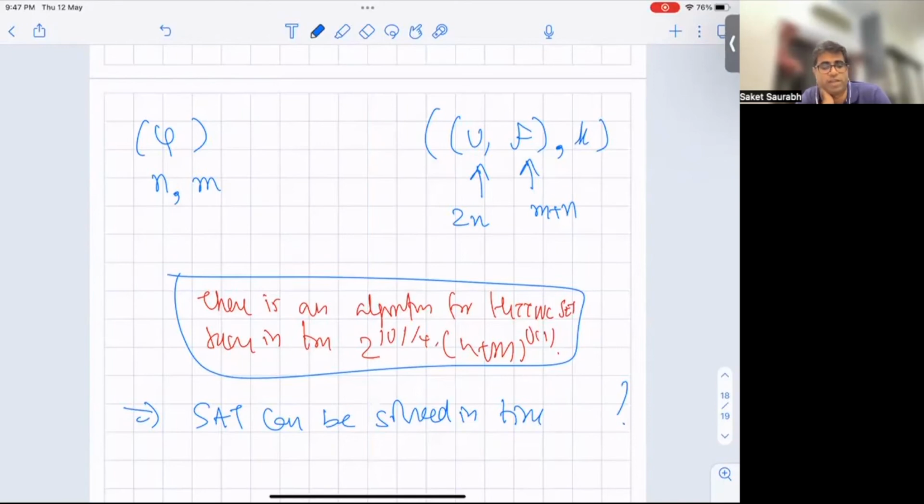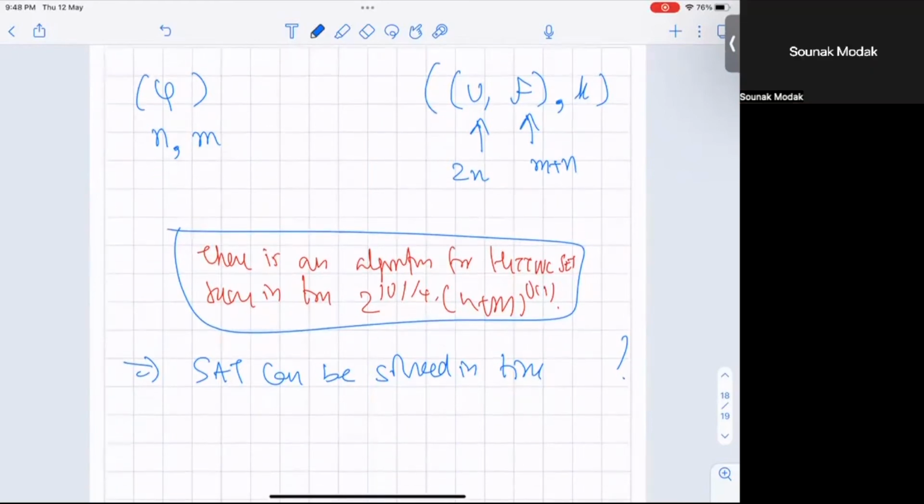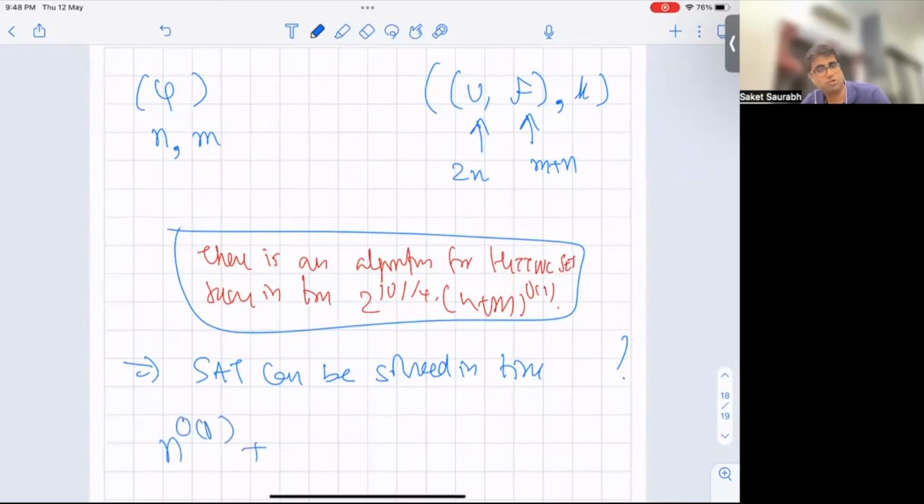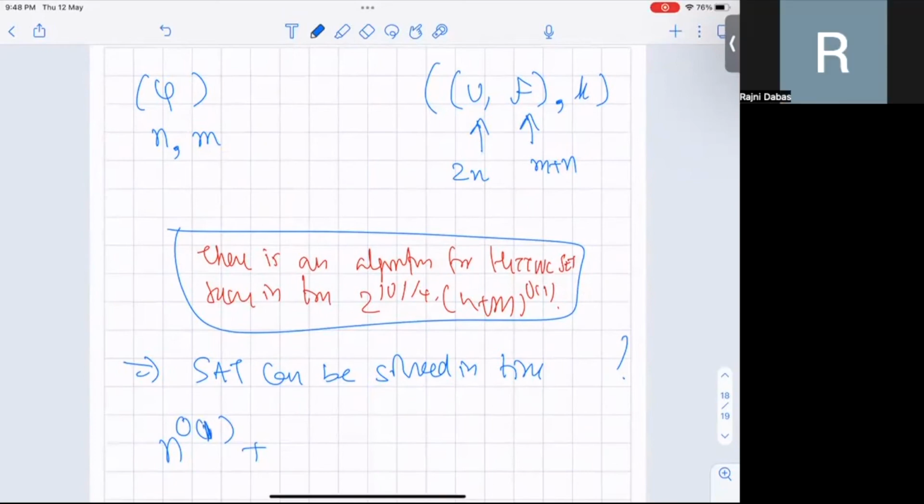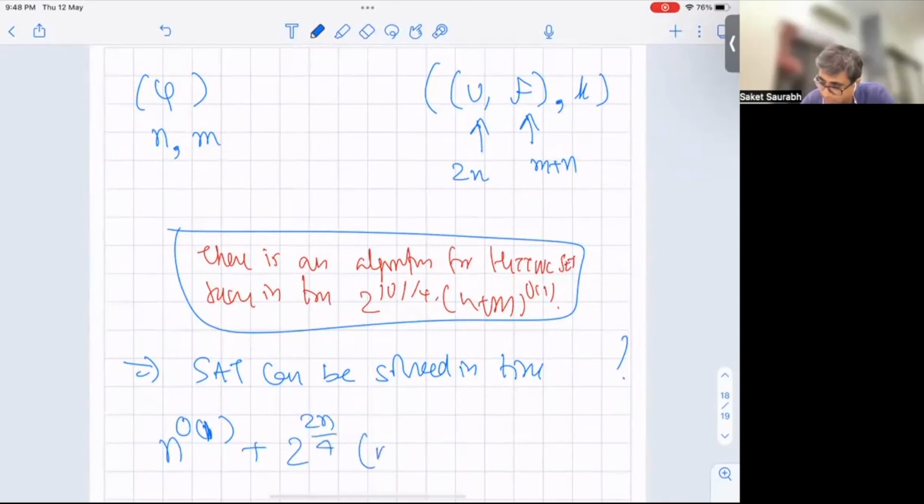So how much time do you take to transform phi to this instance? You tell me, how much time did you take? Polytime. Excellent. And now you're going to run this algorithm. How much time will that algorithm run? Raised to power 2n by 4. Right? N plus n. Okay.